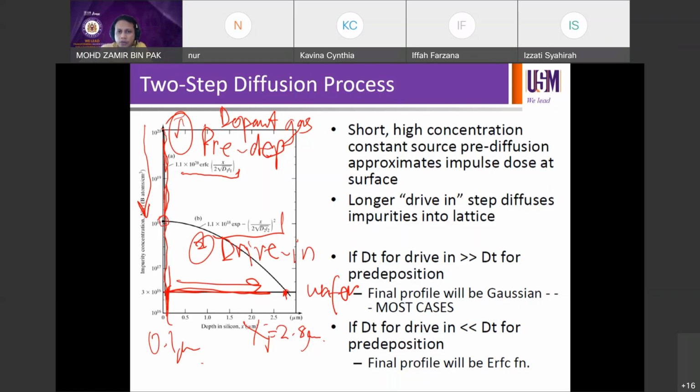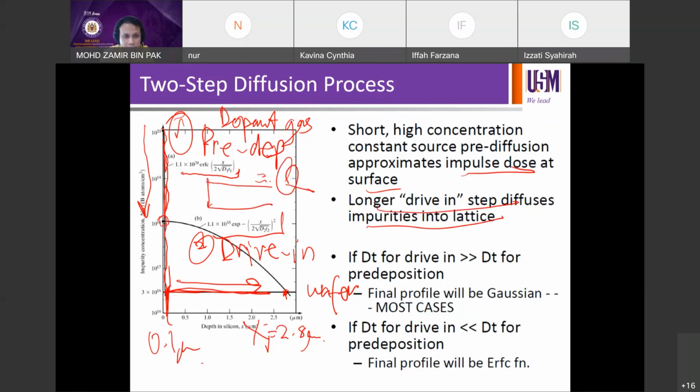Okay. So short, high concentration, constant source pre-diffusion approximates an impulse dose at the surface. So pre-dep is where you supply the dose of your dopants, boron, phosphorus, whatever. You supply the Q to the surface. Longer drive-in step diffuses impurities into the lattice. You drive in the dopant into the silicon.